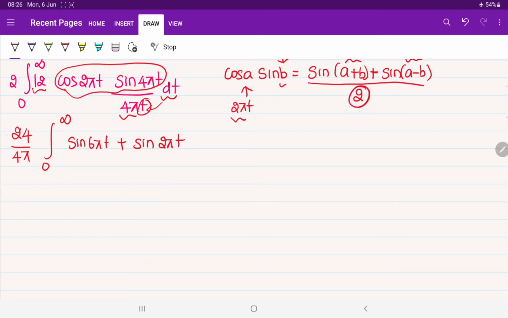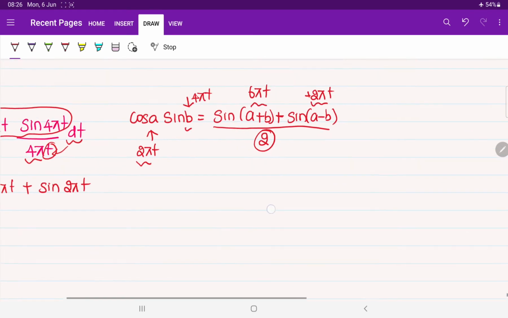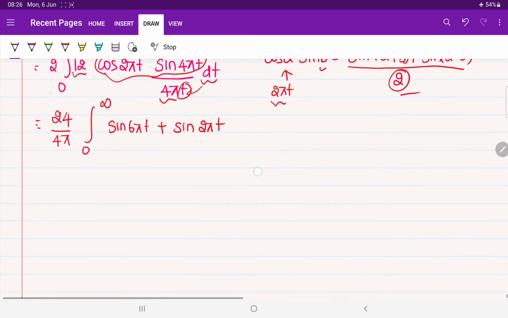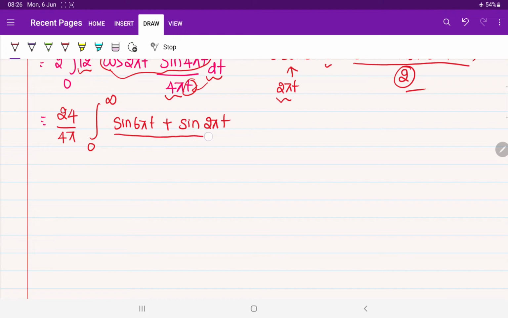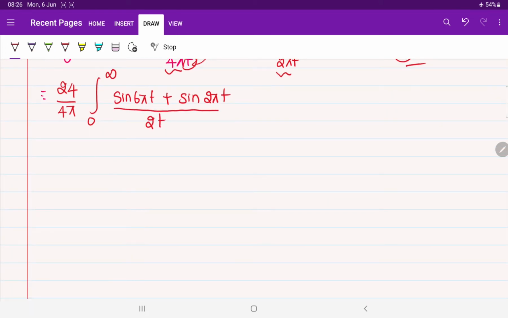From the formula we have to take 2 also. In the denominator we have 2, so I am considering that 2 also, 2t is there. You can take that 2 outside as usual, because that is also a constant. Finally, this function can be written as 24 upon 4 into 2, which becomes 8. So 8 times pi, and in the bracket it is going to be 0 to infinity.